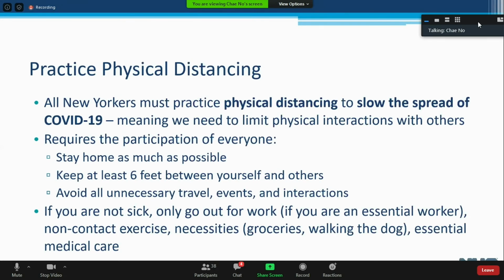So all New Yorkers must practice physical distancing to slow the spread of COVID-19 because the virus is spread in close contact and close proximity. So people need to stay home as much as possible, keep at least 6 feet between yourself and others, avoid all unnecessary travel, events, and interactions. And if you're not sick, only go out for work if you're an essential worker, or if you need to do non-contact exercise, or get necessities, or get essential medical care.